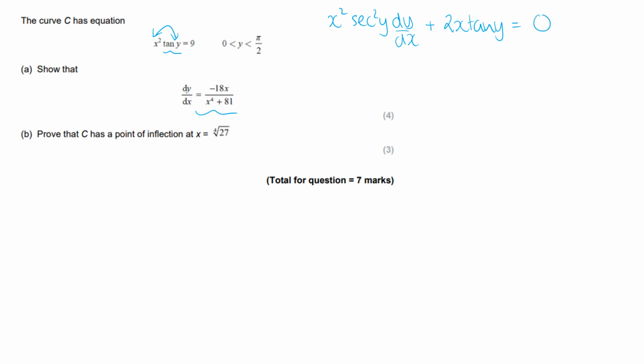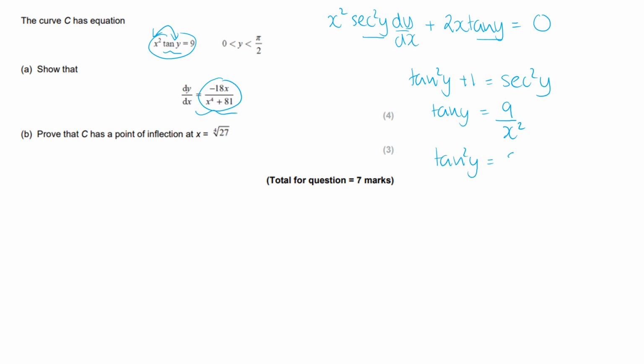Now I can see where I'm trying to get to doesn't contain any y, so I need to think, how am I going to substitute for sec squared y and tan y? I'm going to use the identity that tan squared y plus 1 is equal to sec squared y. And then from the question I can see that tan y is equal to, cross multiplying, 9 over x squared. So tan squared y is equal to, squaring that fraction, 81 over x to the 4.